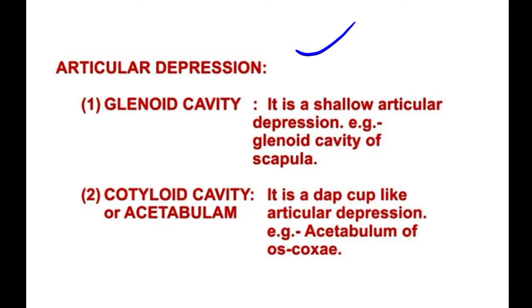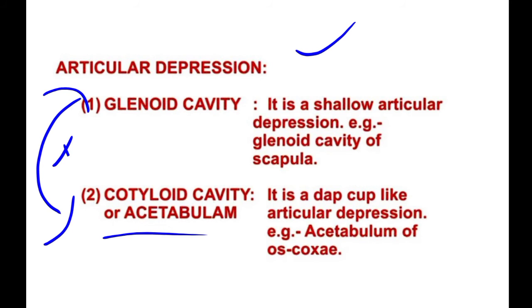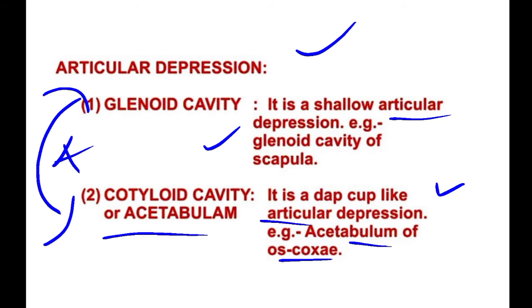Next one, articular depression: glenoid cavity and cotyloid cavity or acetabulum. Remember the difference: it is a shallow articular depression, for example the glenoid cavity of scapula. It is a deep cup-like articular depression called acetabulum of coxa.